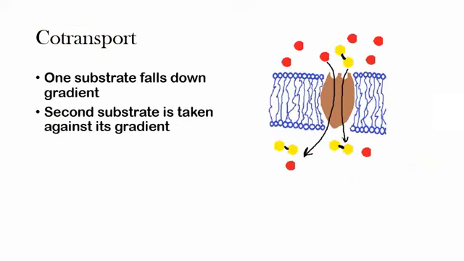Now, the last thing we have is what we call co-transport. Co-transport is when there are two different substances or substrates being transported at the same time. You'll have one substrate that will actually fall down the concentration gradient, and so this one will not use any energy. But the second one is actually taken against its gradient. So this is a type of active transport that will allow one to go against its concentration gradient without actually using energy for this specific process.